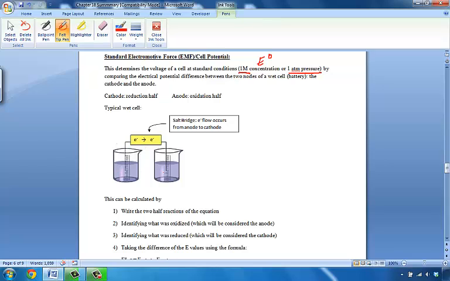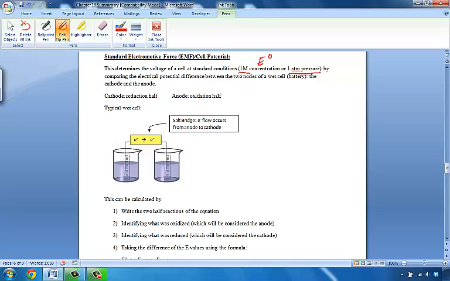And what we have here are two solutions in which there would probably be a salt or some sort of an acid like HCl, and it would ionize and dissociate to form ions, and those ions of course would carry electrical charge. And we have two nodes in which this electrical potential difference is calculated. We have the cathode and we have the anode. The cathode is the reduction half, and the anode is where the oxidation half takes place. So this is what a typical wet cell would look like.